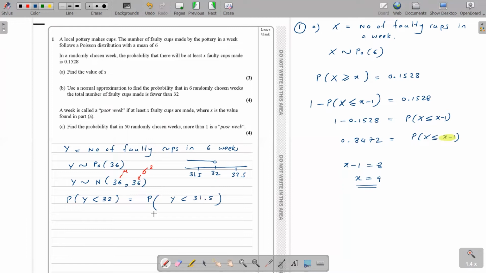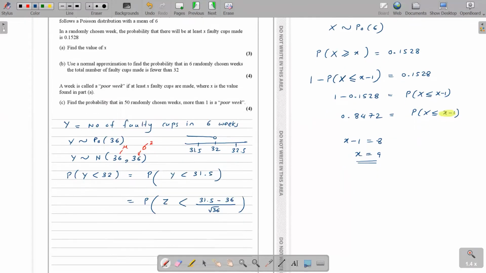So now it's time to convert this to normal. How do you convert to normal? Y becomes z. From 31.5, we subtract the mean, which is 36, and divide by sigma. Sigma is root 36. Remember, this is sigma squared here. So the standard deviation is root 36. You can get the whole answer in the calculator.